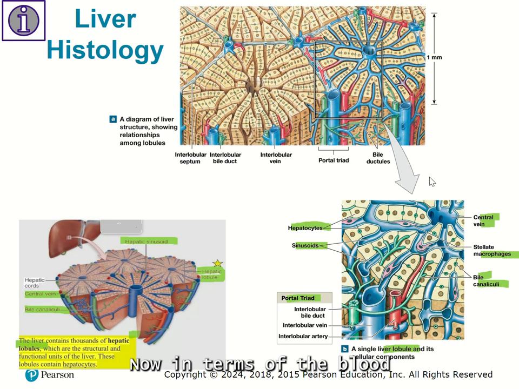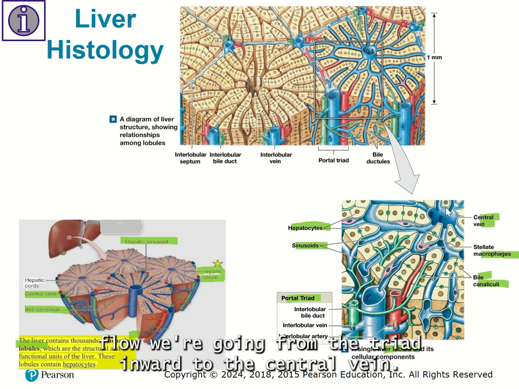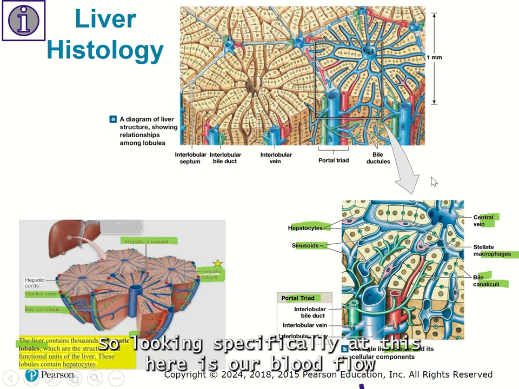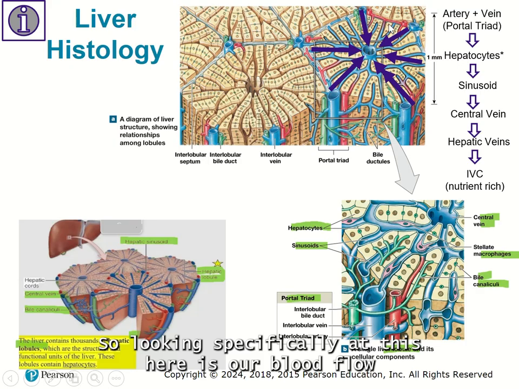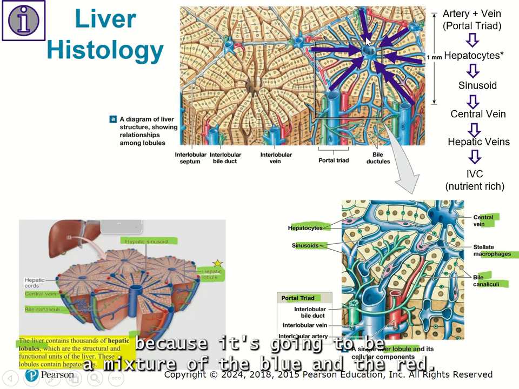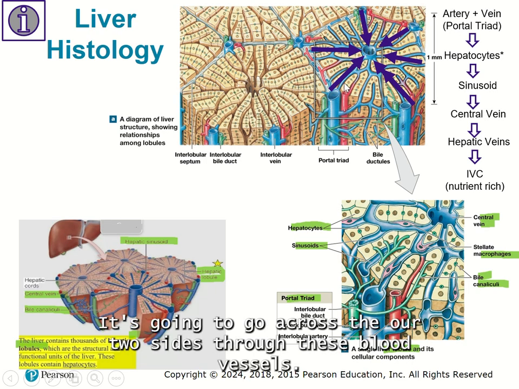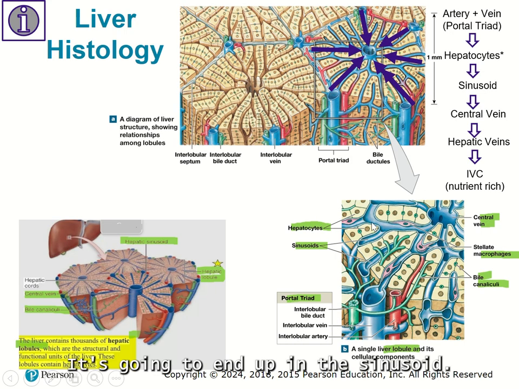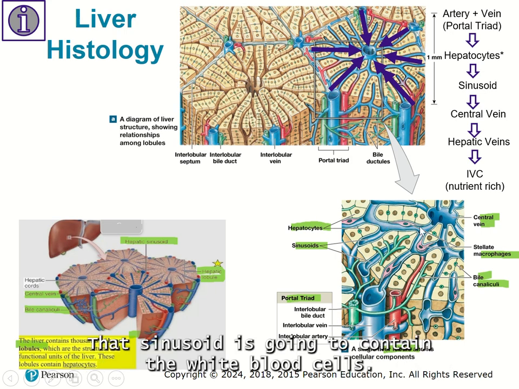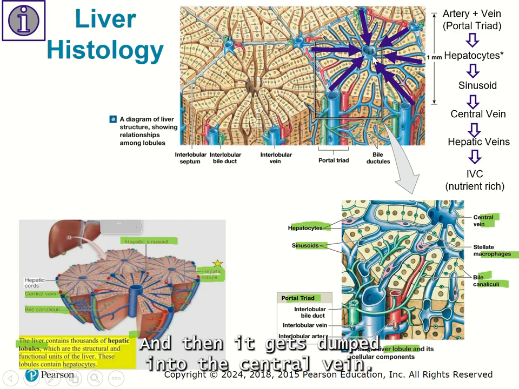Now, in terms of the blood flow, we're going from the triad inward to the central vein. So looking specifically at this, here is our blood flow, which I'm showing in purple because it's going to be a mixture of the blue and the red. We start with our artery and vein in our portal triad. It's going to go across the hepatocytes through these blood vessels. It's going to end up in the sinusoid. That sinusoid is going to contain the white blood cells, and then it gets dumped into the central vein.